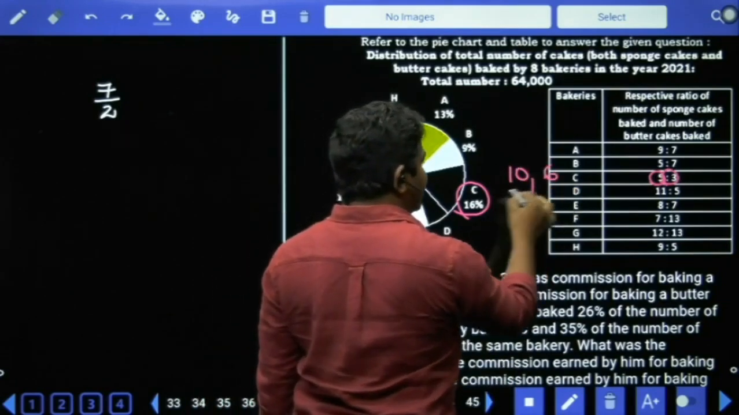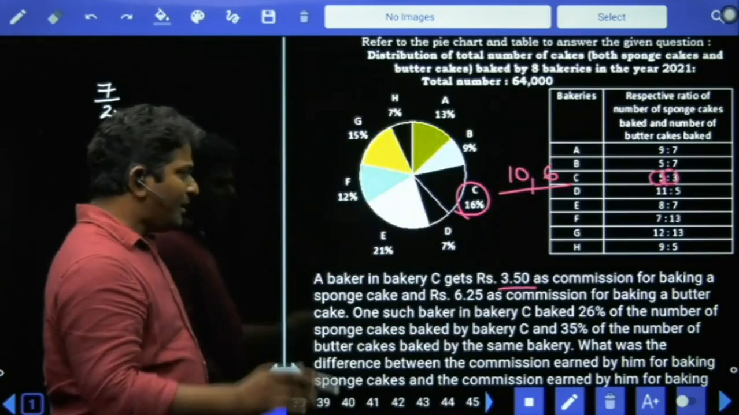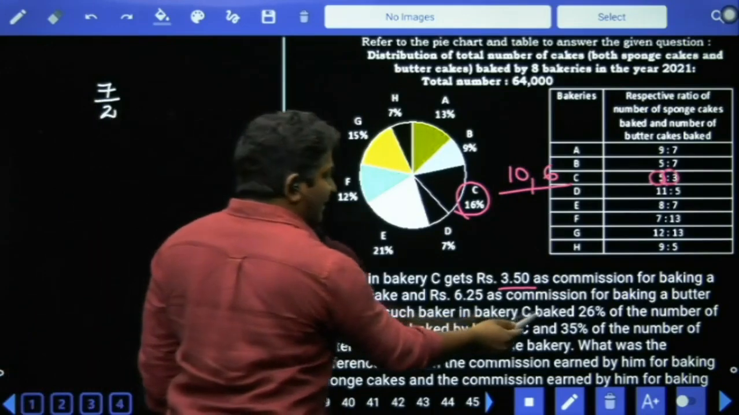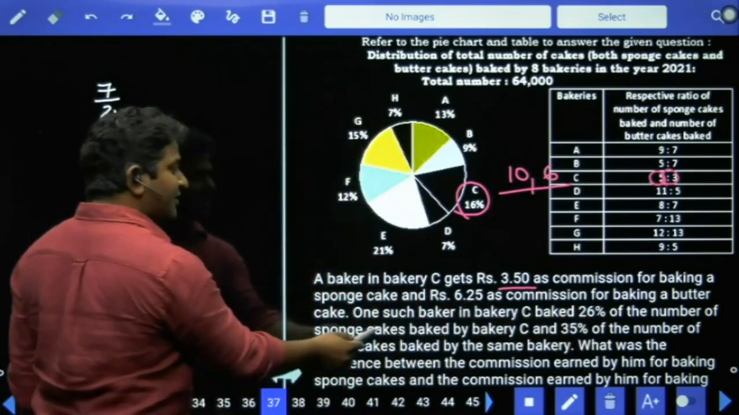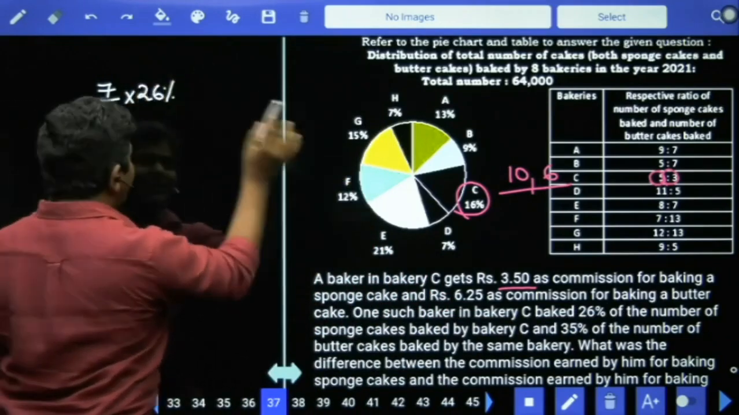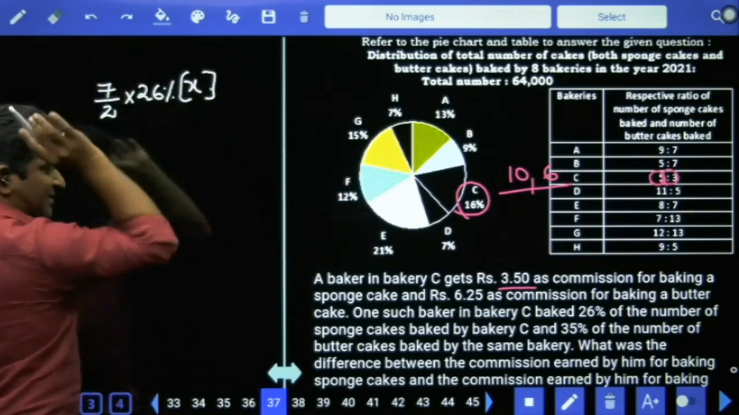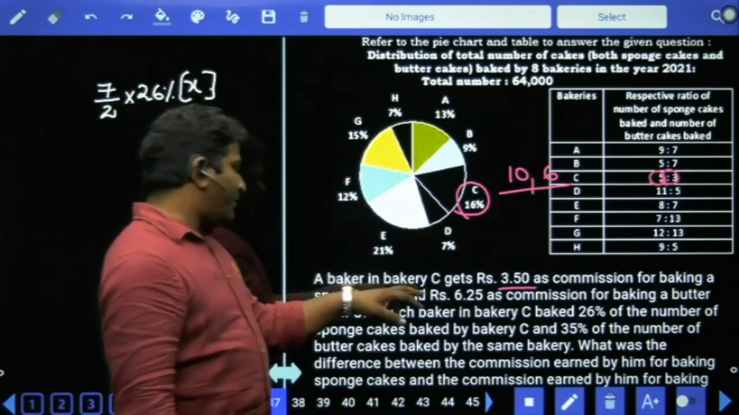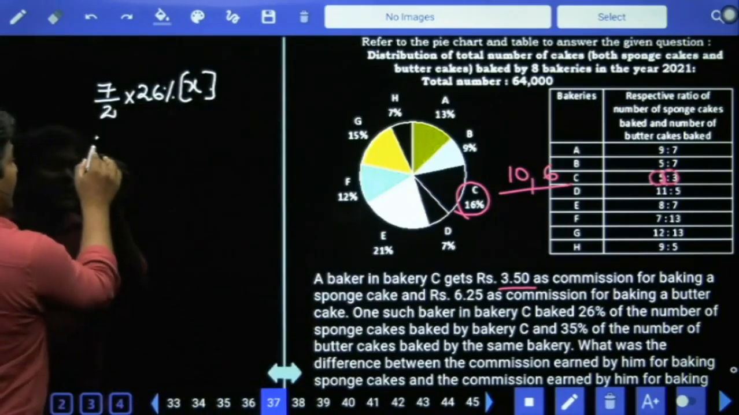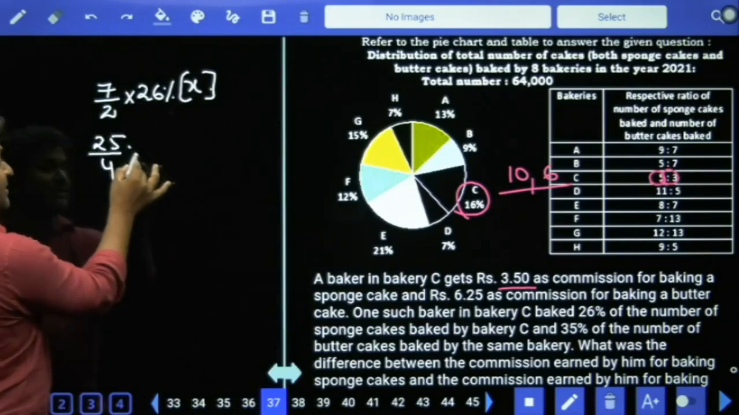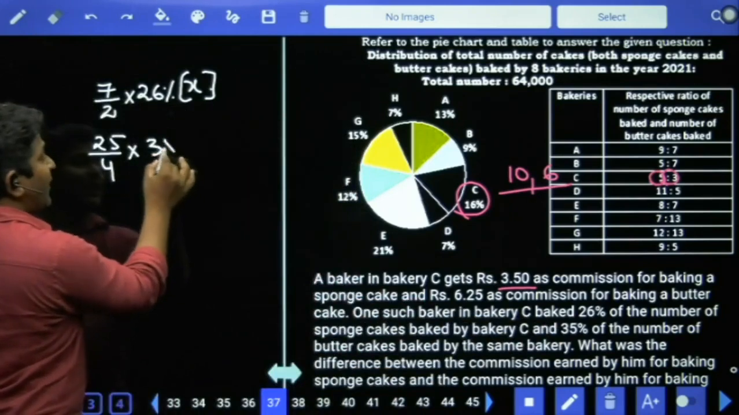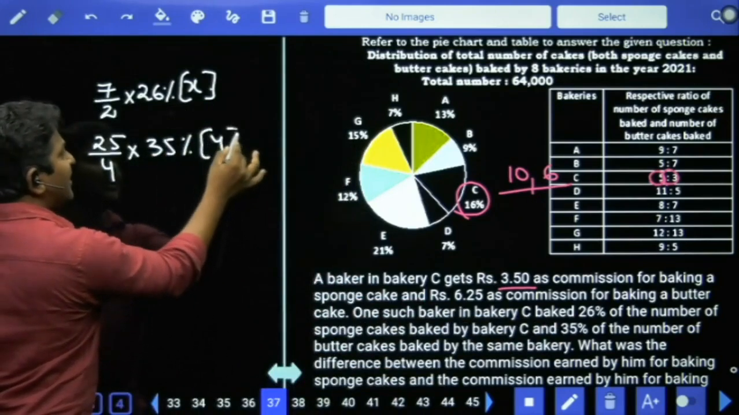So 10% and 6%. Keep it aside. But out of which sponge cakes, one such baker in bakery C baked 26% of sponge cakes. 26% of this number, there is some number. Let it be X. And on butter cakes, he is getting 6.25. 6.25 can be written as 25 by 4 rupees. Among what percentage? 35%. 35% of there is some other number.